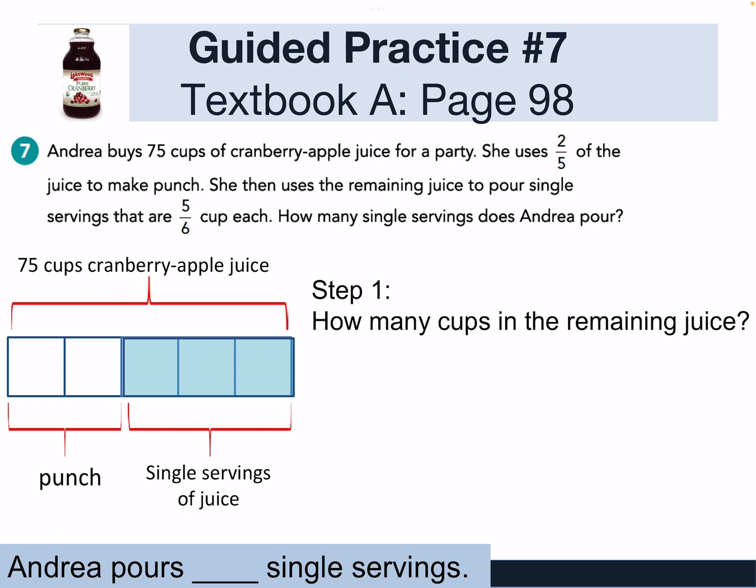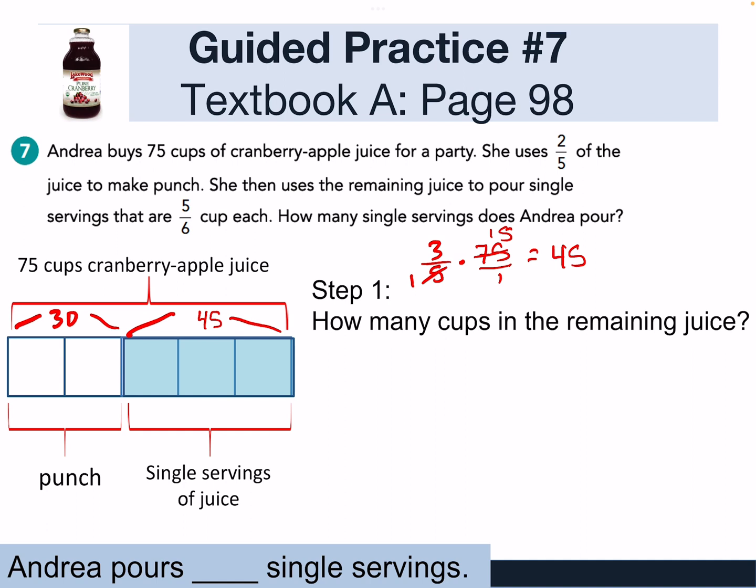The first way to do that is to say, you know what, what is 3/5 of 75? Okay. And we know that 5 goes into 75 15 times. So 3 times 15 gives us 45. So we're saying that this is 45 cups. And if this is 45 cups of single serving, then this must be 30. Okay, and let's see if that checks out. We're going to try it a different way.